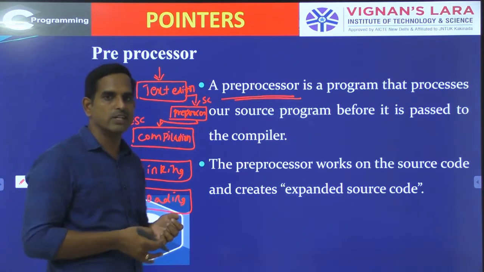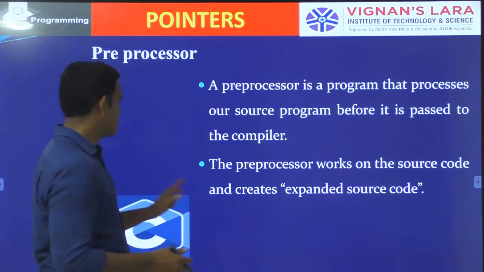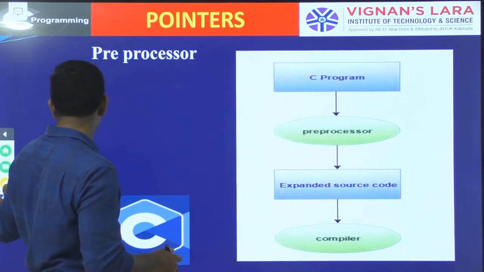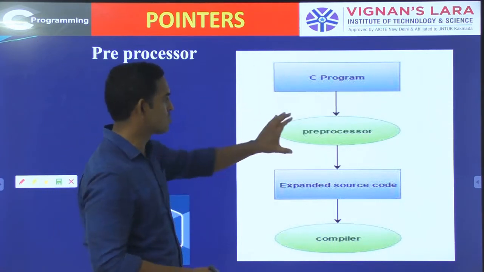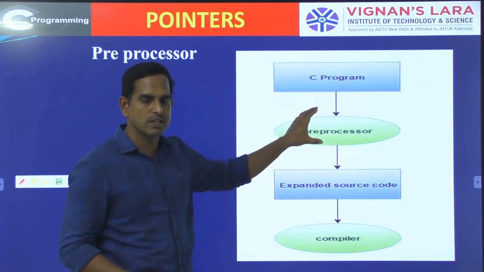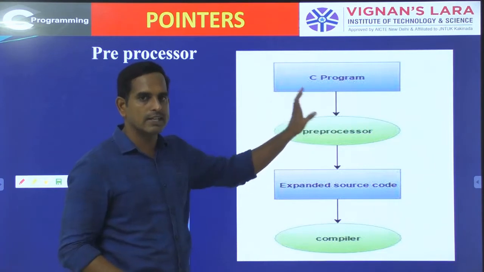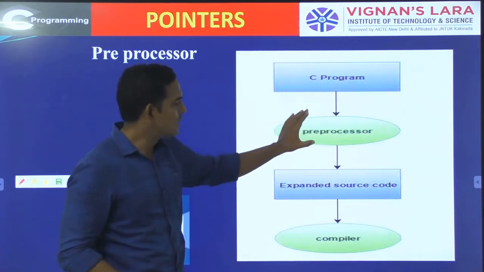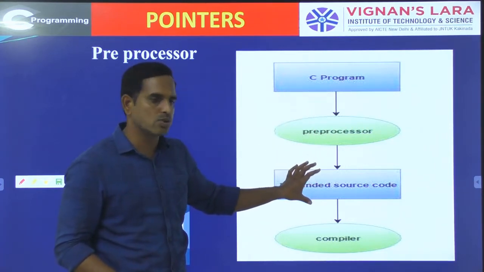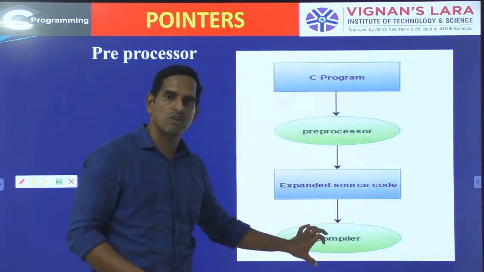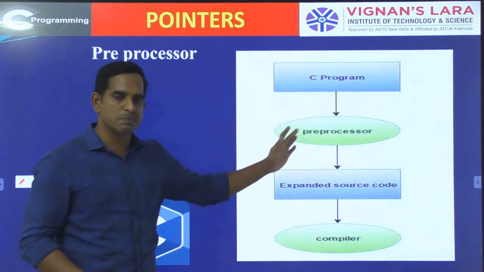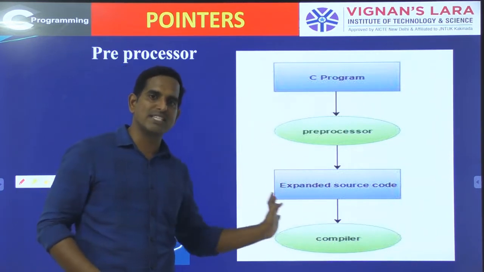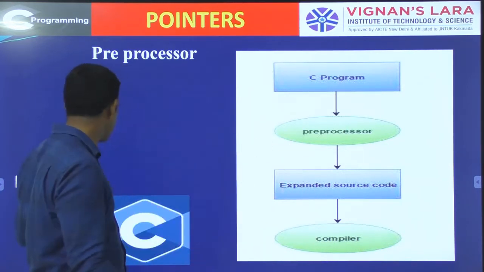What this expanded source code is, you will be learning. So this is an illustration. You will be writing your source code. That source code will be provided to your preprocessor. The preprocessor will add existing code and provide an expanded source code. That expanded source code will be provided to the compiler for the compilation process. What this preprocessor is and how it provides the expanded source code, we will be seeing.